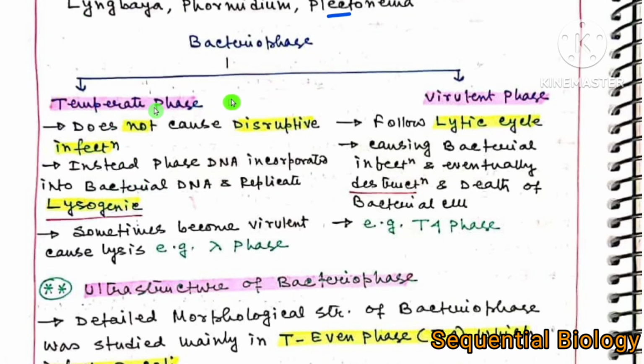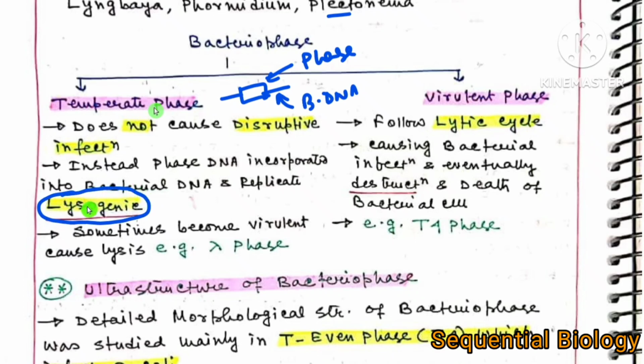That means when they infect any bacteria, they insert their genome into this bacteria and form a prophage. Suppose this is a viral genome or bacteriophage genome, and this is bacterial DNA. When this phage DNA is incorporated into the bacterial DNA, it is called the prophage. So they reproduce via formation of this prophage, and their phage DNA is incorporated into the bacterial DNA, and for this reason they show the lysogenic phase.